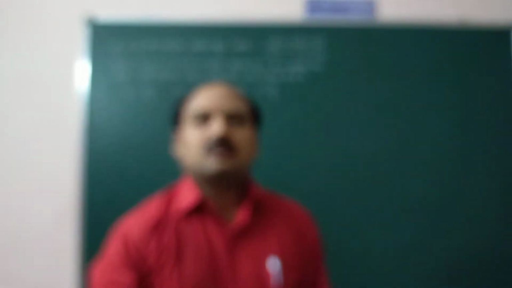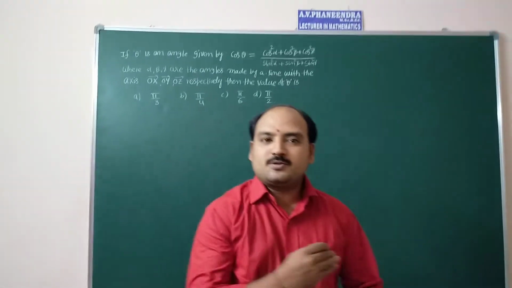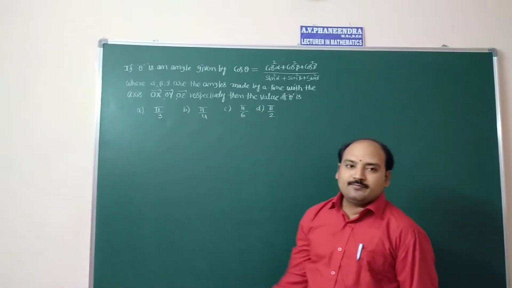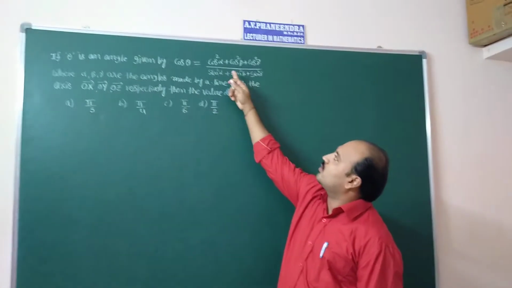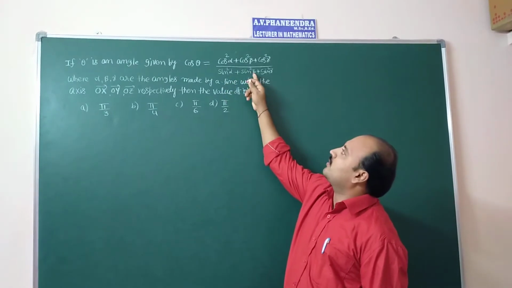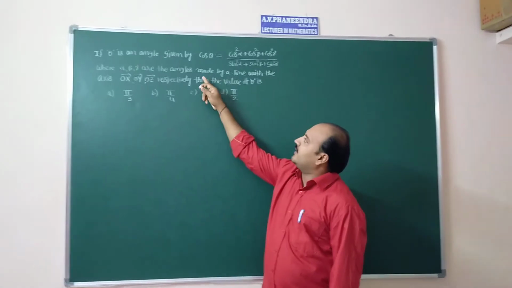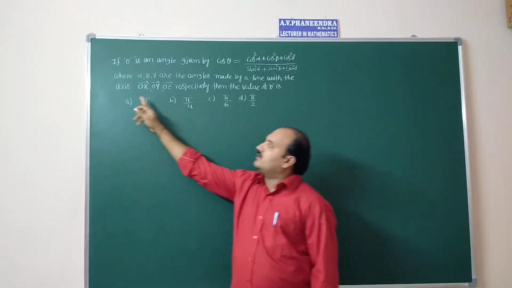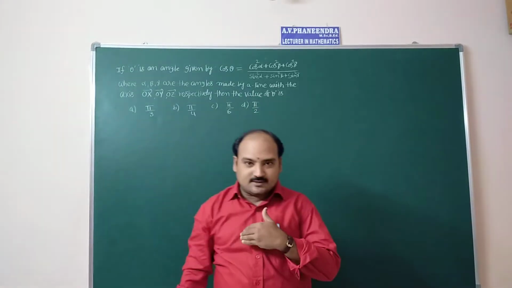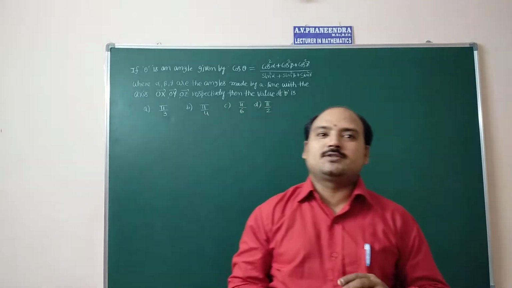Now I am discussing the problems related to direction cosines and direction ratios. See the first problem. If theta is an angle given by cos theta equal to cos square alpha plus cos square beta plus cos square gamma divided by sin square alpha plus sin square beta plus sin square gamma, where alpha, beta, gamma are the angles made by a line with the axis OX, OY, OZ respectively, then the value of theta is. First, we have to discuss what direction cosines are.